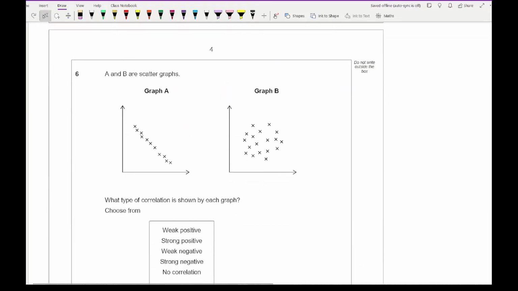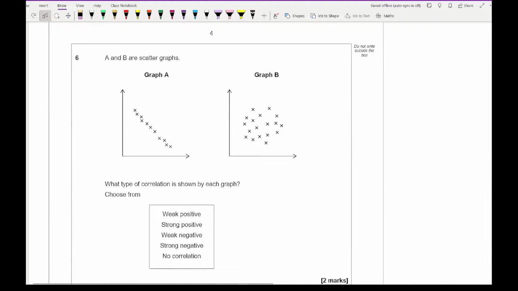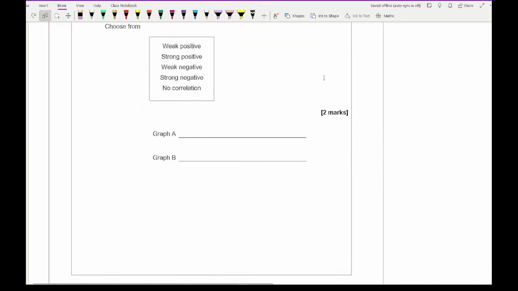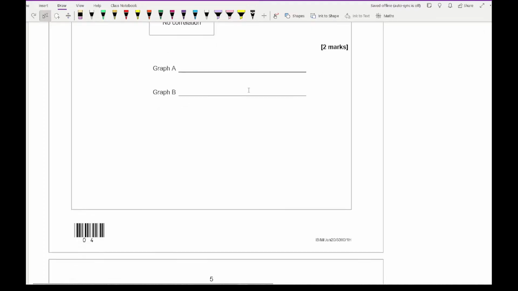Then looking at question 6, it says scattergram A and B, and we've got the graphs, and we just need to choose the right correlation for each of these graphs. So this first one here we need to write is strong negative. It's going down. And for graph B, well, that's going to be no correlation. And all you'd need to do is just make sure you write it in those 2 spaces there.